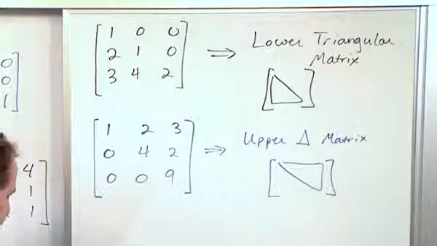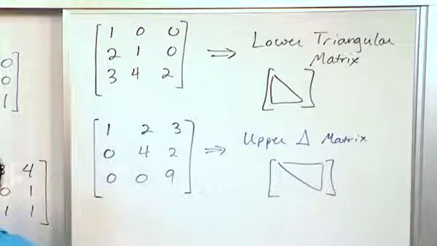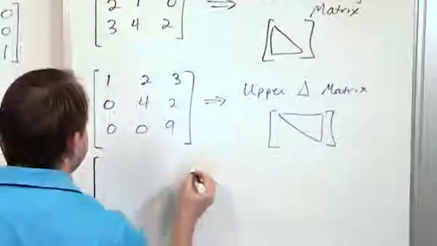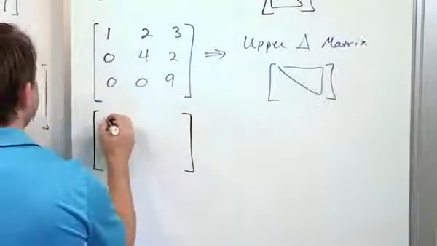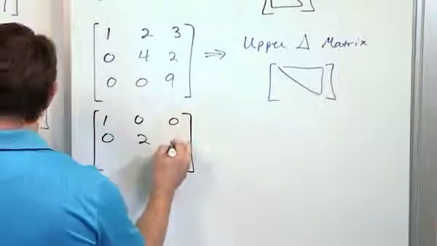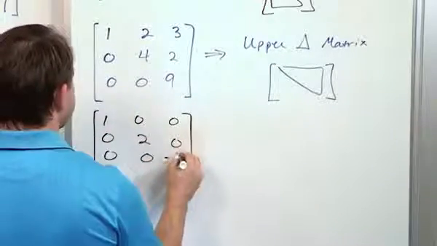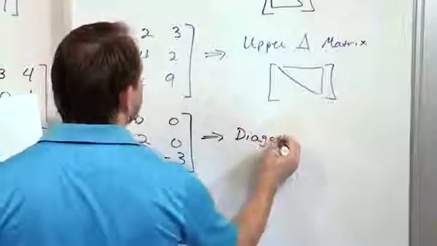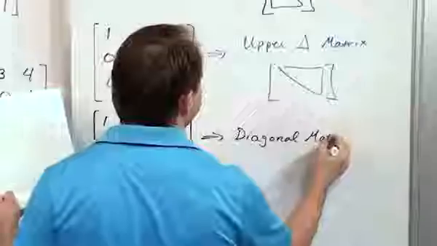And then finally, you can also have something just called a diagonal matrix. A very, very simple concept to understand. I'm again representing these with 3 by 3 matrices, but it extends to higher dimensionality as well. 0, 2, 0, 0, 0, negative 3. This is called a diagonal matrix.